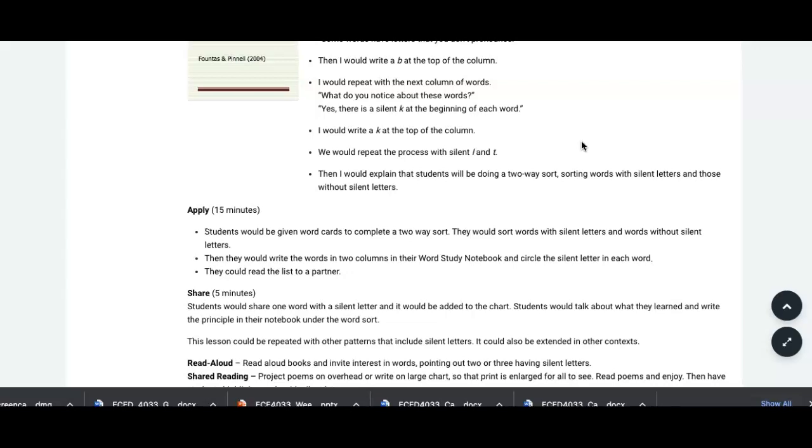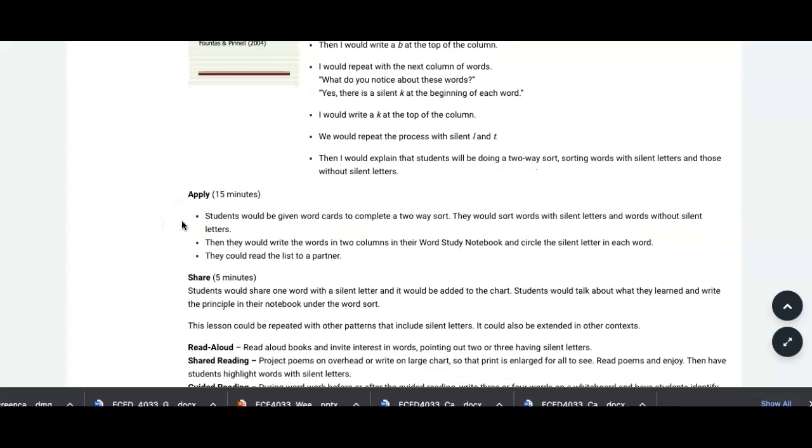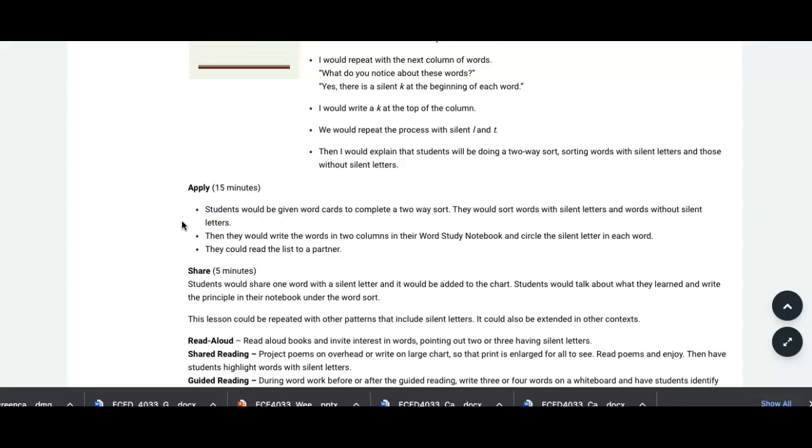Then I would explain to the students they're going to do a two-way sort. They're going to be sorting words with silent letters and those without silent letters. They're going to apply this. I give them the word cards to complete a two-way sort. They sort words with silent letters and words without silent letters.